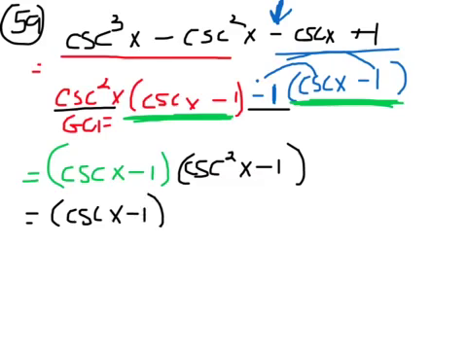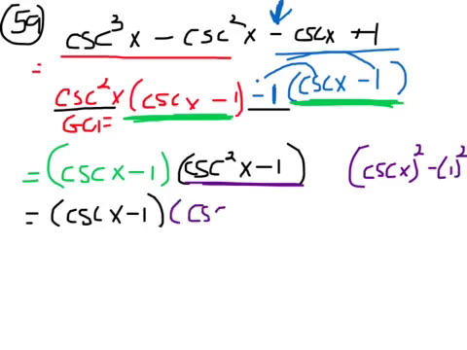I'm supposed to factor this all the way. This second one over here, and I'll underline it in purple. This one right here is a difference of 2 squares. I could think of it as cosecant x squared minus 1 squared. So that's going to factor into cosecant x minus 1 and cosecant x plus 1. Okay. If you look now, I've got it completely factored.